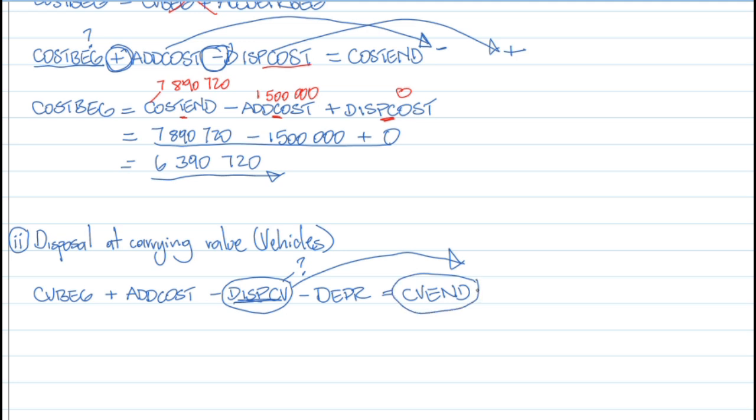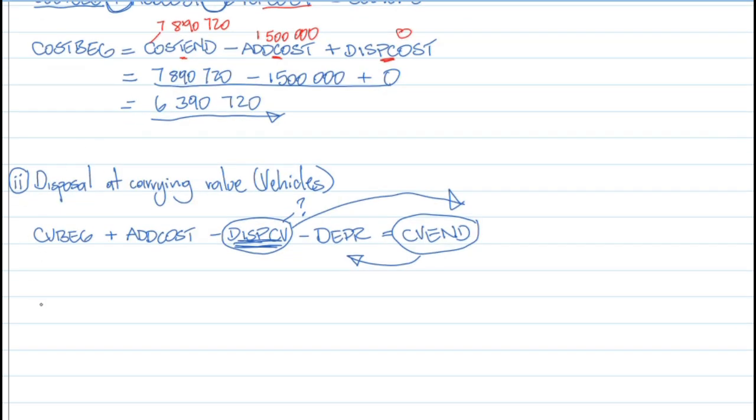Since the carrying value at the end of the year is also on the other side of the equation, we have to take it to the other side of the equation so that we have the disposal at carrying value by itself as the subject of the formula. That will give us the equation disposal at carrying value equals to carrying value at the beginning of the year plus additions at cost minus depreciation minus carrying value at the end of the year.